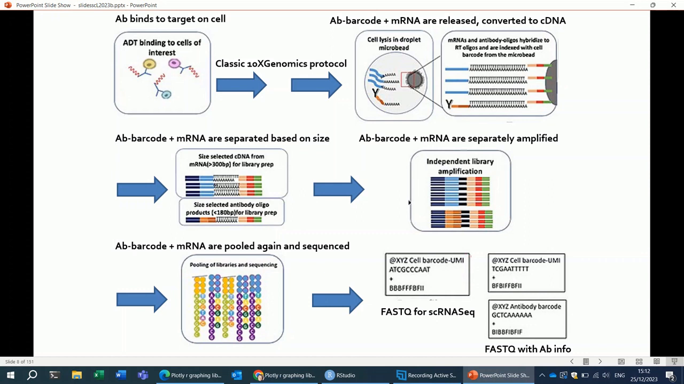What is the beauty of this system? The beauty of this system is that you measure both molecules, the RNA and the cell surface proteins, on exactly the same cells.